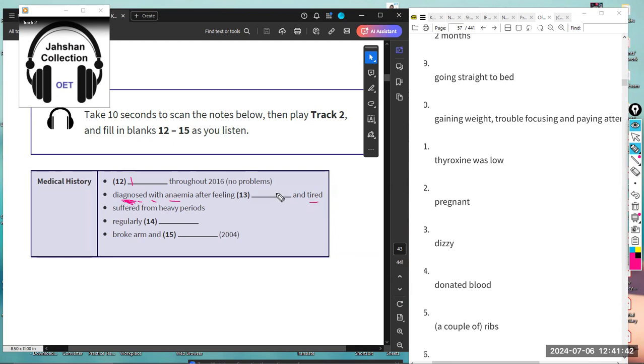I suffered from anemia. So this is the other synonym of diagnosis. So tired and what? Dizzy spells. Exactly. So notice again, the writer is going to use synonyms, antonyms, examples, and definitions.